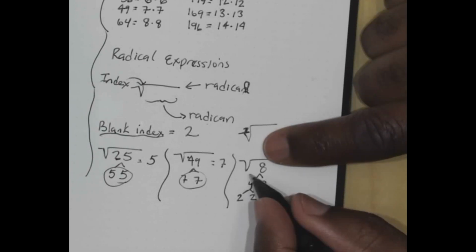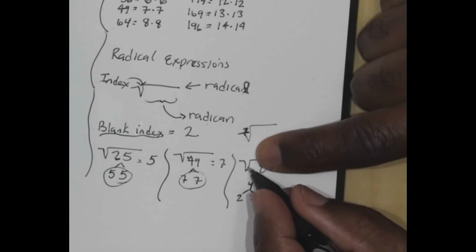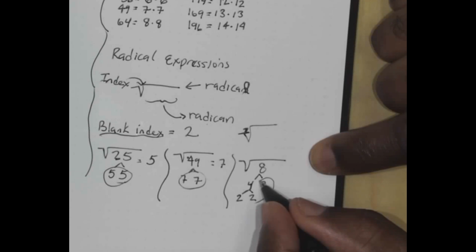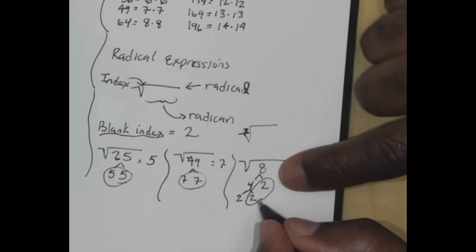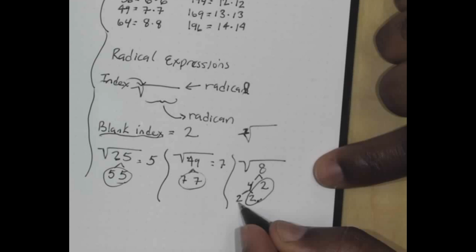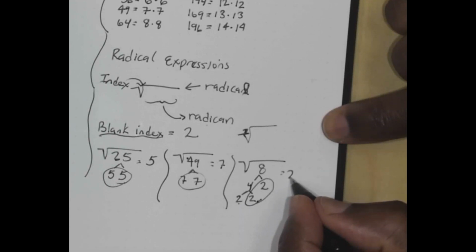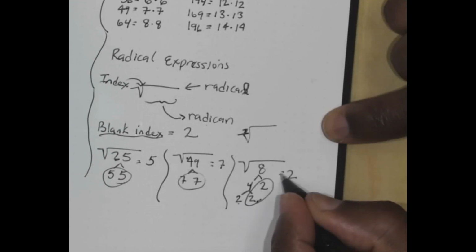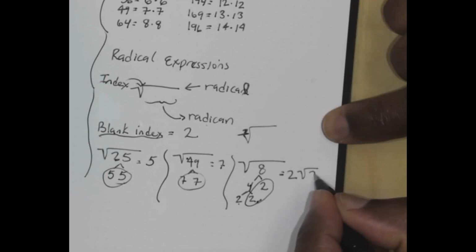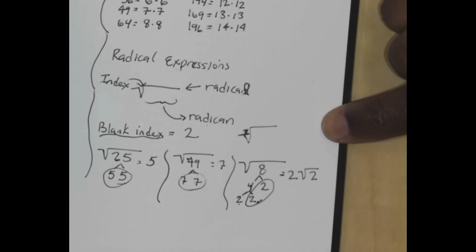So, remember, the index is like a code. It says if you find this number twice, take it out. So we're going to circle. We need 2 of something. We found 2 of these, and what's left over? 2. So your answer is 2, because I found 2 of these. A 2 comes out, but what's left over? A 2.